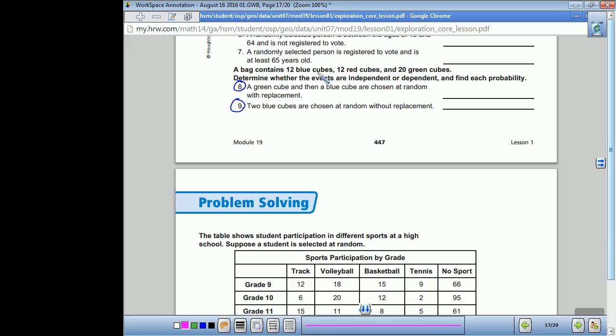Here we have a bag with 12 blue, 12 red, 20 green. A green, then a blue are chosen with replacement. With replacement, independent or dependent? Independent. 2 blue are chosen without replacement. Dependent. Okay, so that's the big thing.